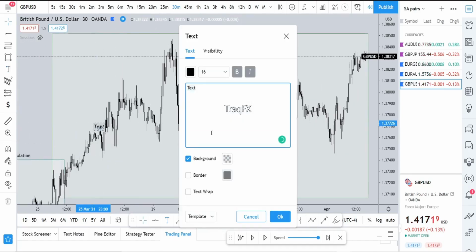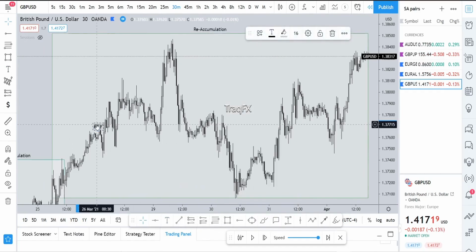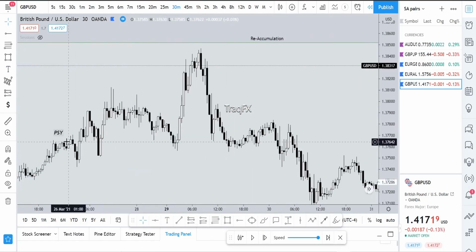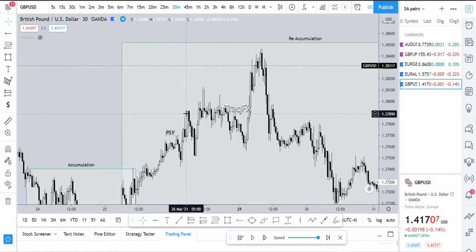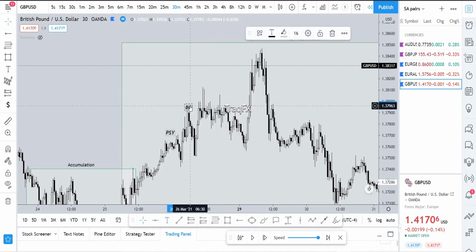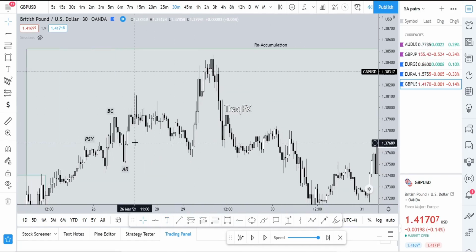So right here, right away, we have our preliminary supply. Our preliminary supply at this level right here temporarily halts before going down, expands once more towards the upside. At the upside, we have our buyer's climax, right? Price halts before retracing back to form an automatic rally, right? Price rallies towards the downside, automatic rallies form, shoots back up, breaking above this buyer's climax. That's where we see our second test.